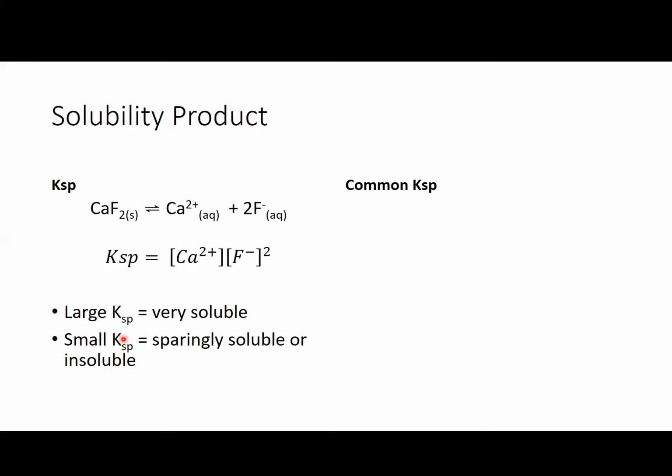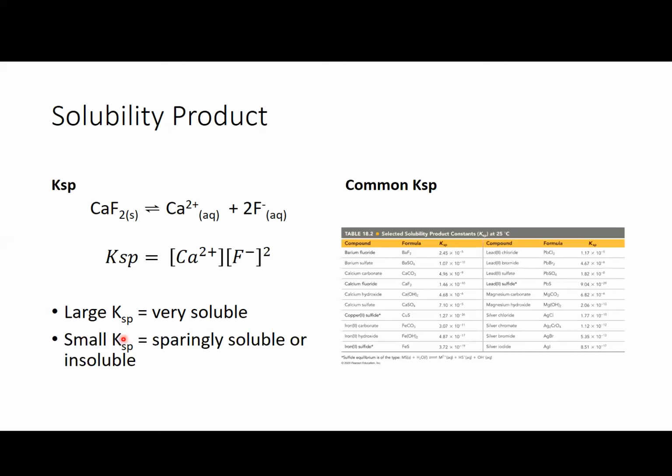Here's a common KSP table. You can see the formulas for various things here, and their KSP values, and they all tend to be pretty small. There's nothing interesting about doing KSPs with very large values because we know they dissolve. But for sparingly soluble things, like carbonates, 10 to the minus 9, lead sulfide, 10 to the minus 29, once something like this forms, it doesn't unform.